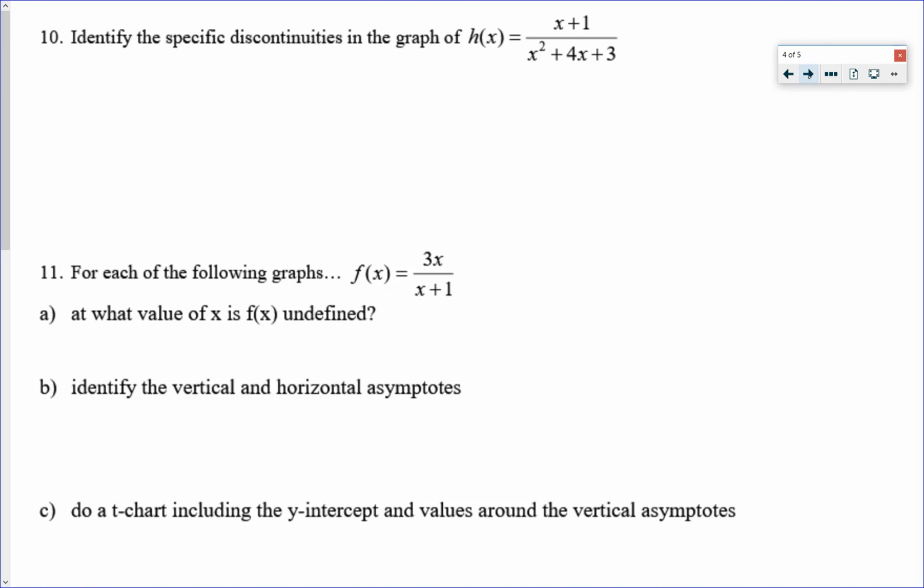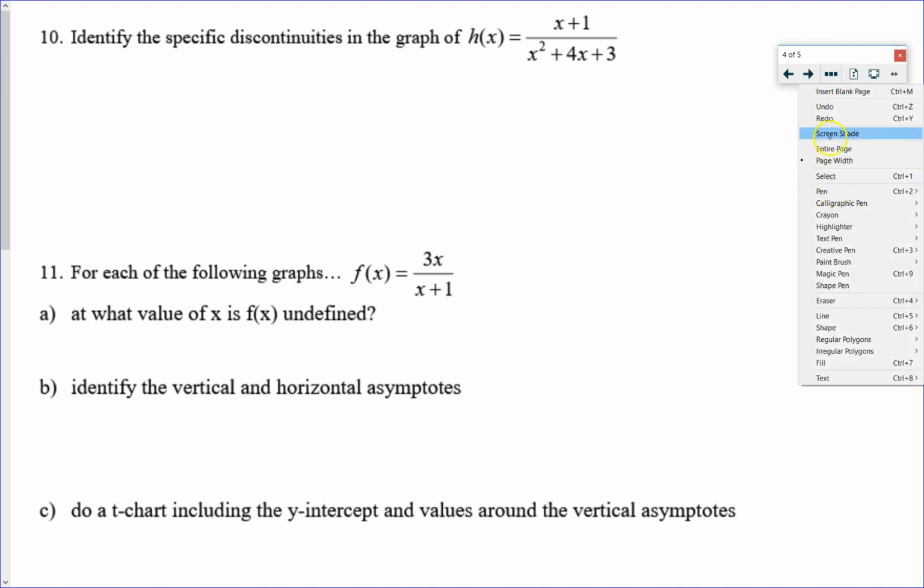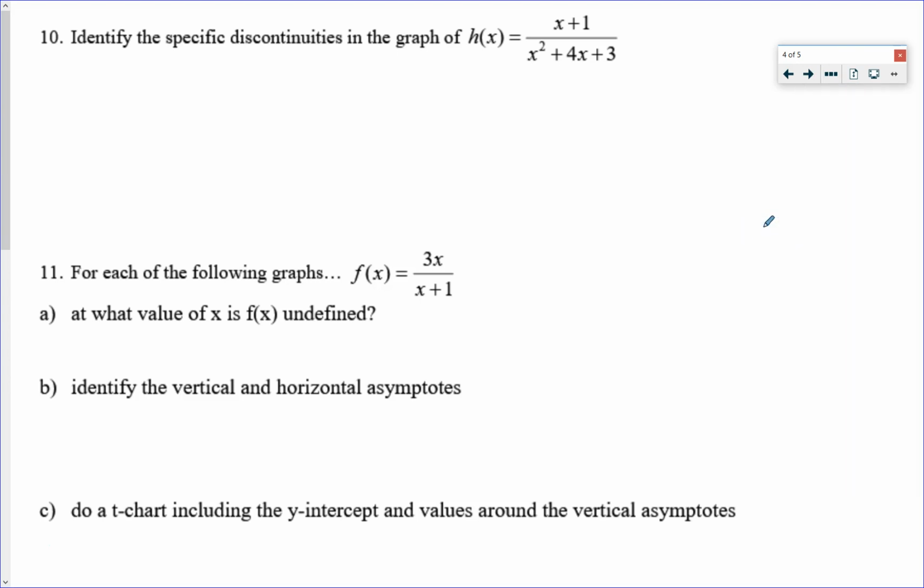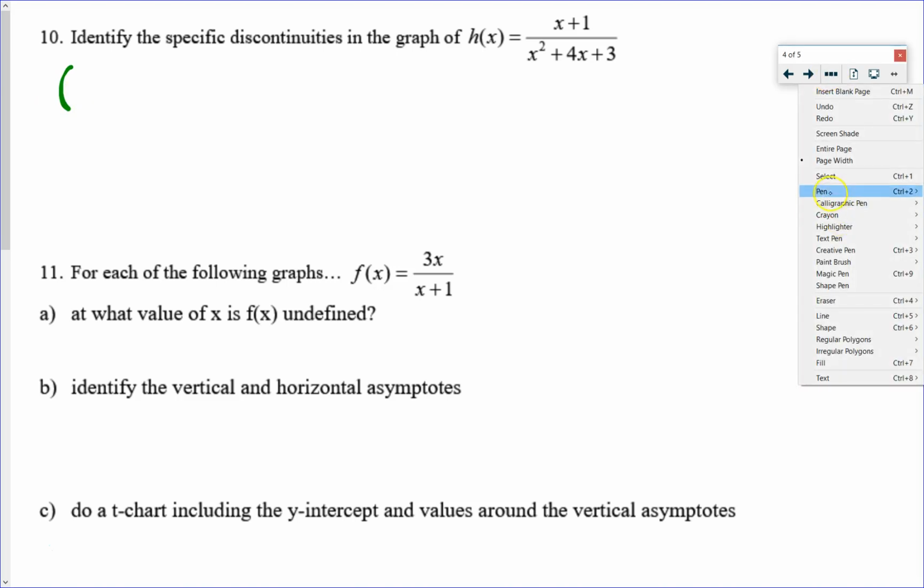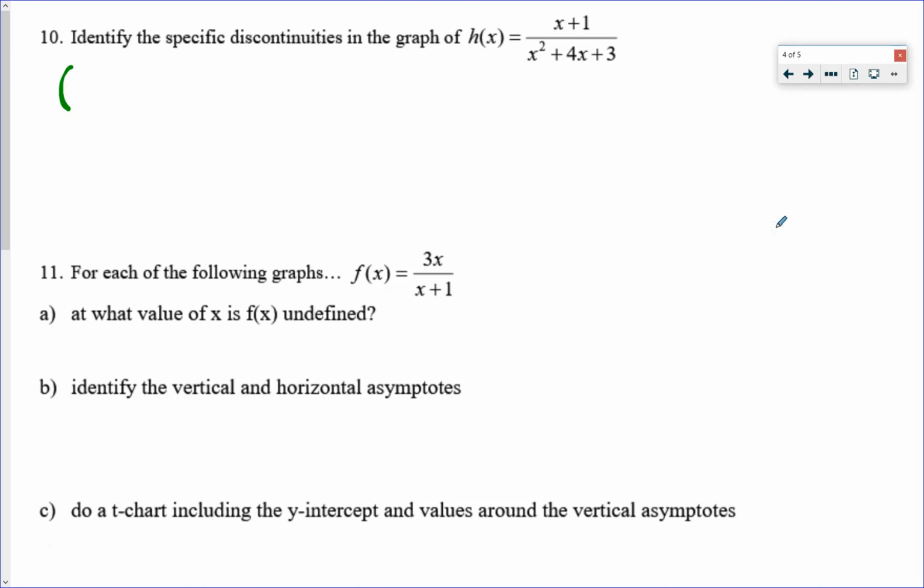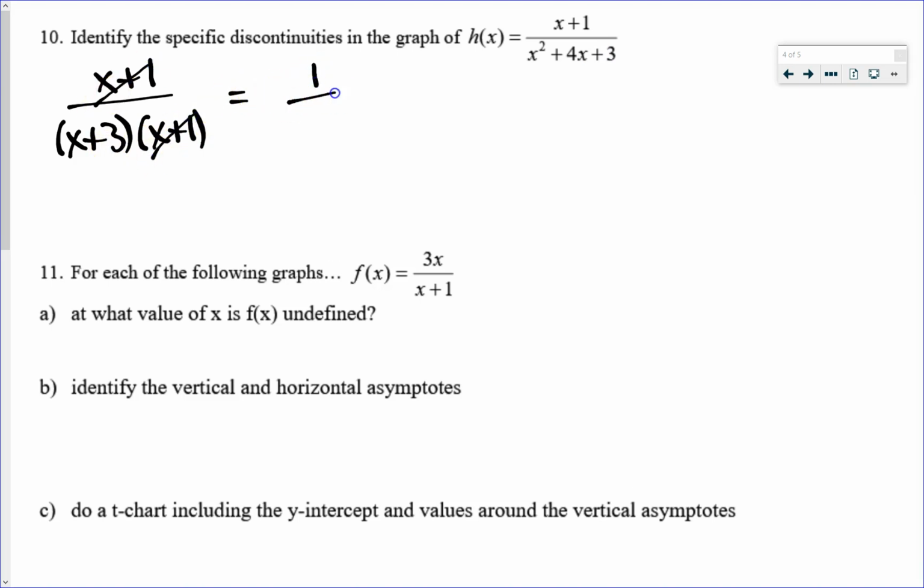Last one, number 10. Well, the last one of these kind, and then we're going to start graphing some. So number 10 is asking me the same. So again, factor. Numerator can't be factored. It's already as simple as it's going to get. So my numerator is going to stay x plus 1. Our denominator, though, is going to be x plus 3 and x plus 1. 3 times 1 is 3. 3 plus 1 is 4. All right, which leaves me with 1 over x plus 3.